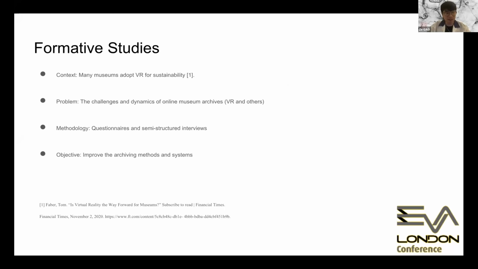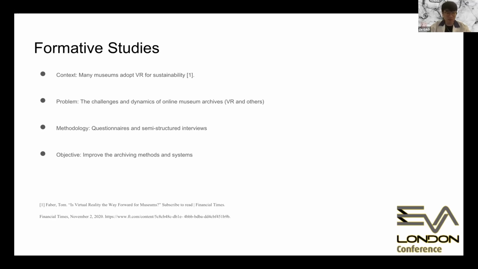As I mentioned before, during COVID, a lot of museums adopted VR to keep the museum open, because there are a lot of small galleries and museums that closed since there were no tourists. The challenge is the dynamics of online museum archiving. We need to give them more depth and more information.